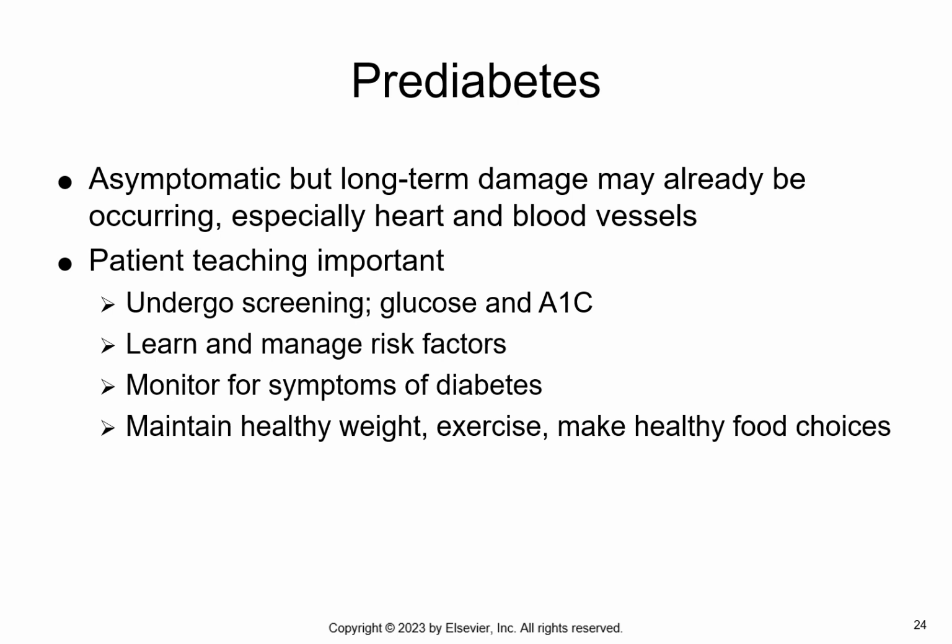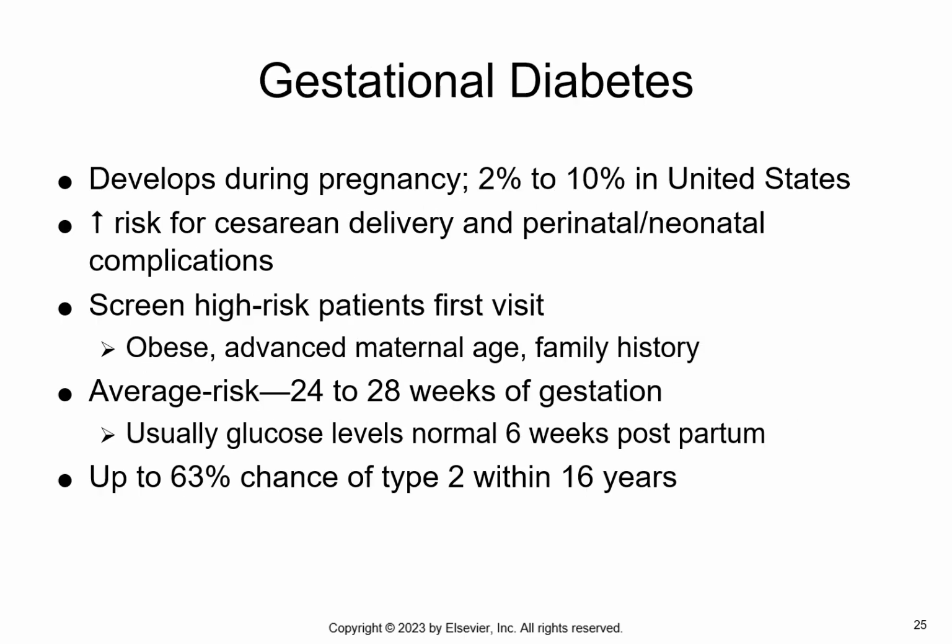And as we have said, when we talk about prediabetes, and we're on slide 24, they may be asymptomatic for a long period, but the damage may already be occurring, especially to the heart and blood vessels. So we do a lot of teaching, as I just said in the previous slide. Undergo the screening, the glucose and the A1C, learn to manage their risk factors. They are to monitor for signs of diabetes and maintain healthy weight, exercise, and make healthy food choices.